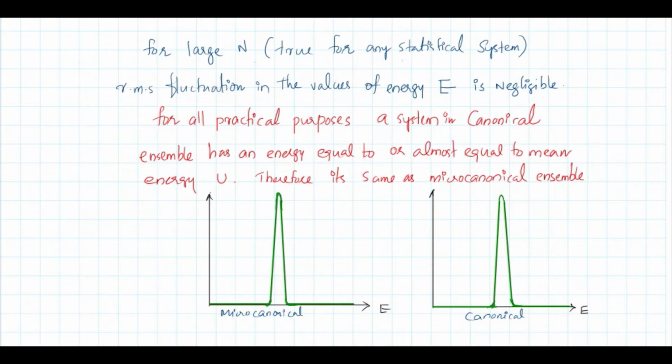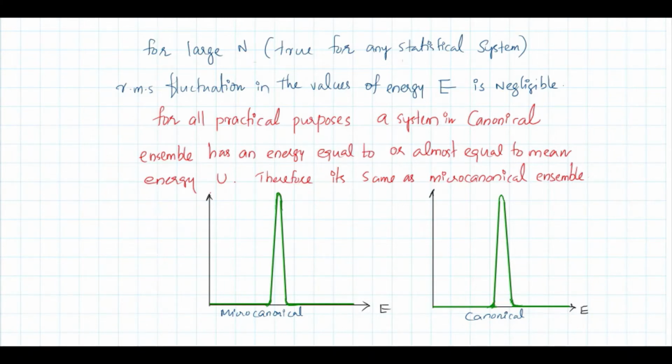So even though the energy can vary from 0 to infinity, the system will be most of the time in an energy range which is very small. The RMS fluctuation in energy is very small.